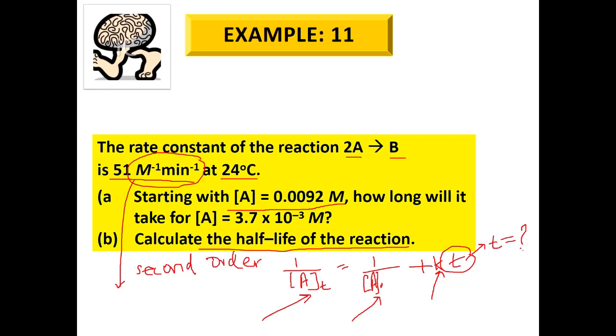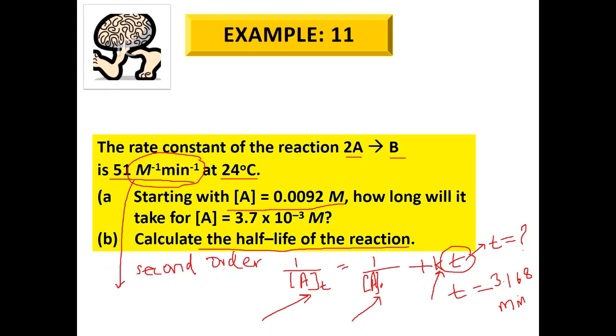What is the value for t? t will be in minutes because your k is in units of minutes. So your t is around 3.168 minutes. Okay, so settle for part A.